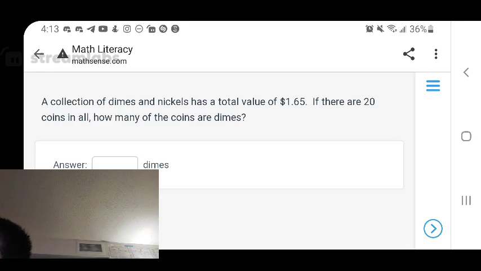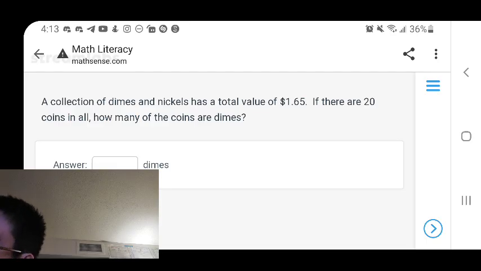There's an illusion here. Yeah, you plug it back in. 13 plus 7 is 20. If you think about it, 7 nickels is 35 cents. And 13 dimes is $1.30, total $1.65. Okay, yeah, I was on the right track.